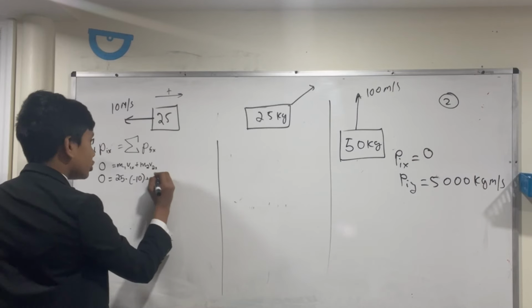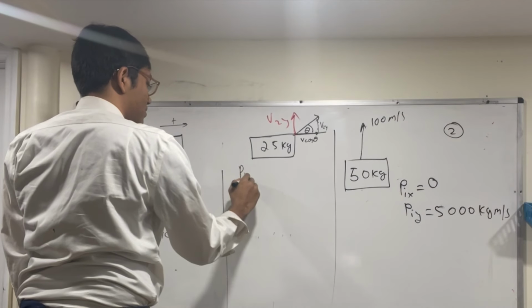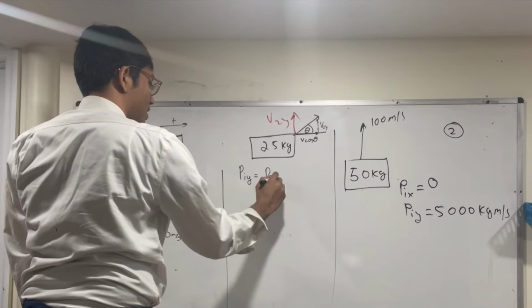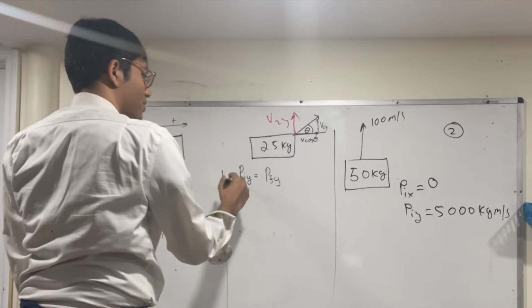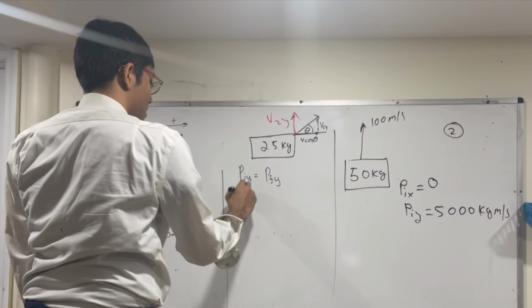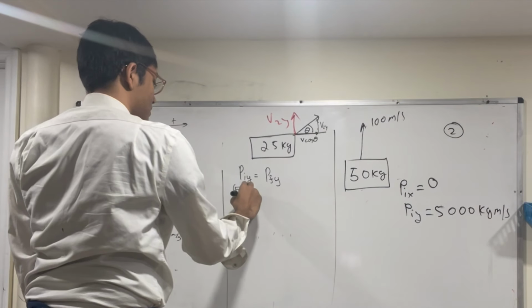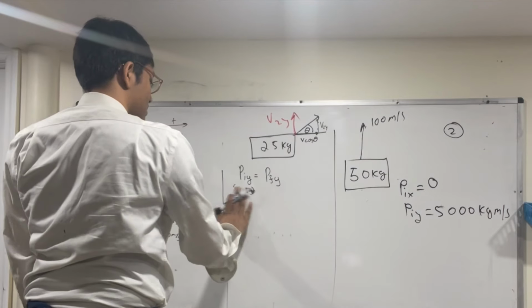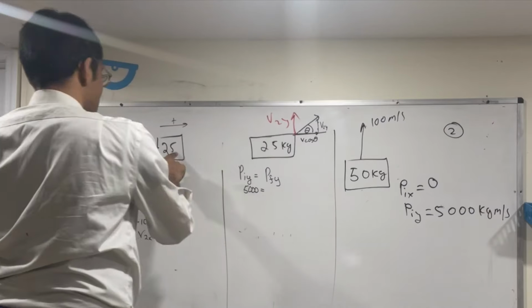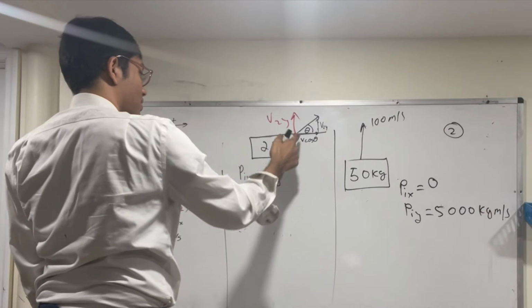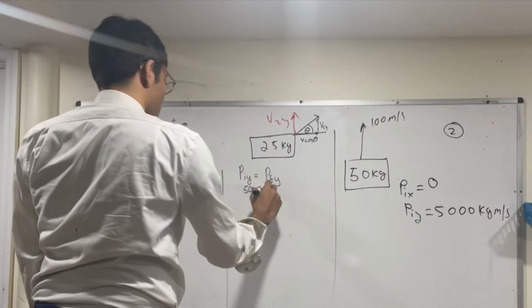Plus M2 V2x. Initial momentum in the y direction is equal to final momentum in the y, right? So initial momentum in the y is just this one, 5,000. We already found it. Just write 5,000. This piece has no initial momentum in the y, so only write this one in the equation, Isaac: M1 V1y.